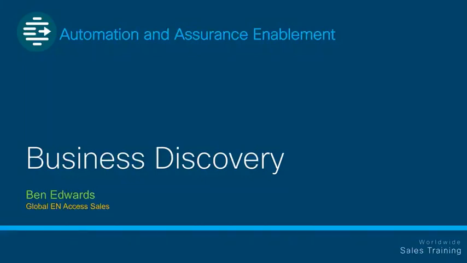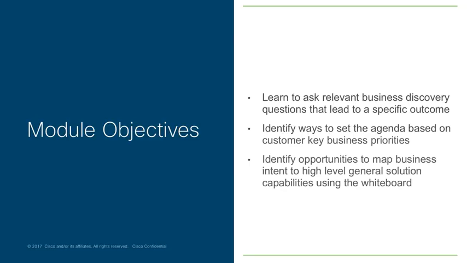Welcome to the DNA Center Assurance and Automation Enablement Stage 1 module on Business Discovery. In this module, you will learn to ask relevant business discovery questions that lead to a specific customer outcome or customer intent. You will also learn to identify ways to set the agenda based on key business priorities and to identify opportunities to map business intent to high-level general solution capabilities using the whiteboard.